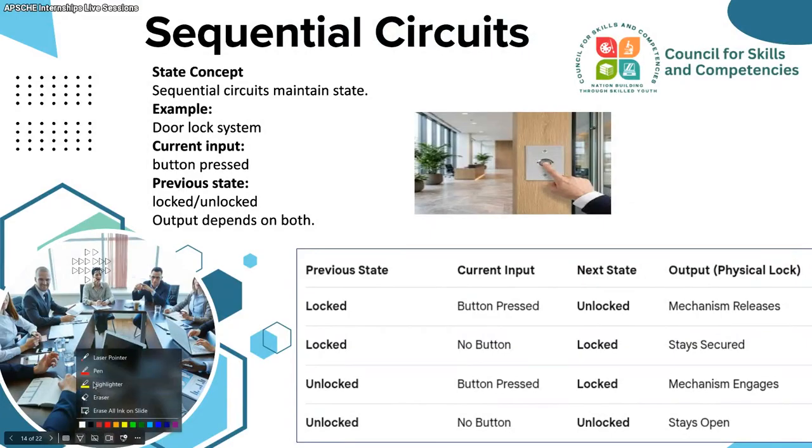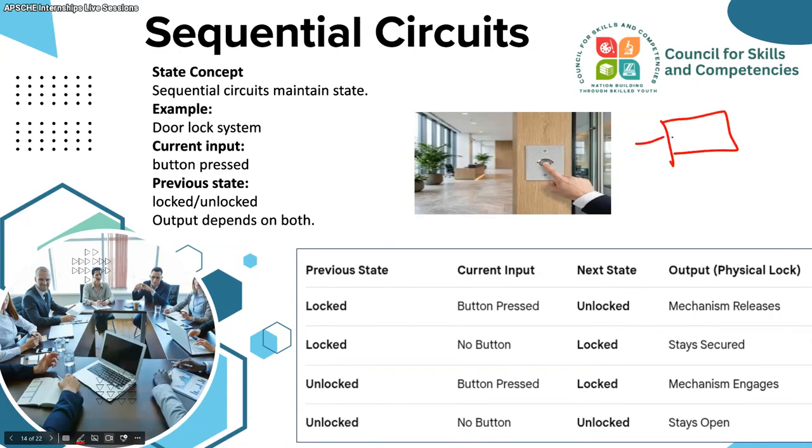See, the state concept, you try to understand. First, I will tell you, in combinational circuits you don't have any state. The input and output: whenever the input changes, the output changes depending on whatever circuit you gave. So there is no need to maintain any state or anything like that.